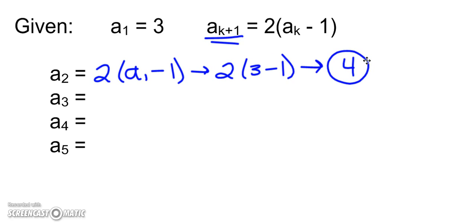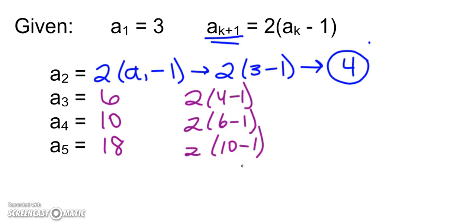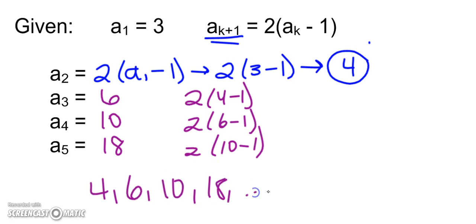Go ahead and pause the video and try to find a sub 3, a sub 4, and a sub 5 on your own. Alright, so hopefully you came up with 6 and 10 and 18. So a sub 3 would have been 2 times 4 minus 1. 4 minus 1 is 3, times 2 is 6. This then would have been 2 times 6 minus 1. This would have been 2 times 10 minus 1. So to write this as a sequence, it would be 4, 6, 10, 18, etc.